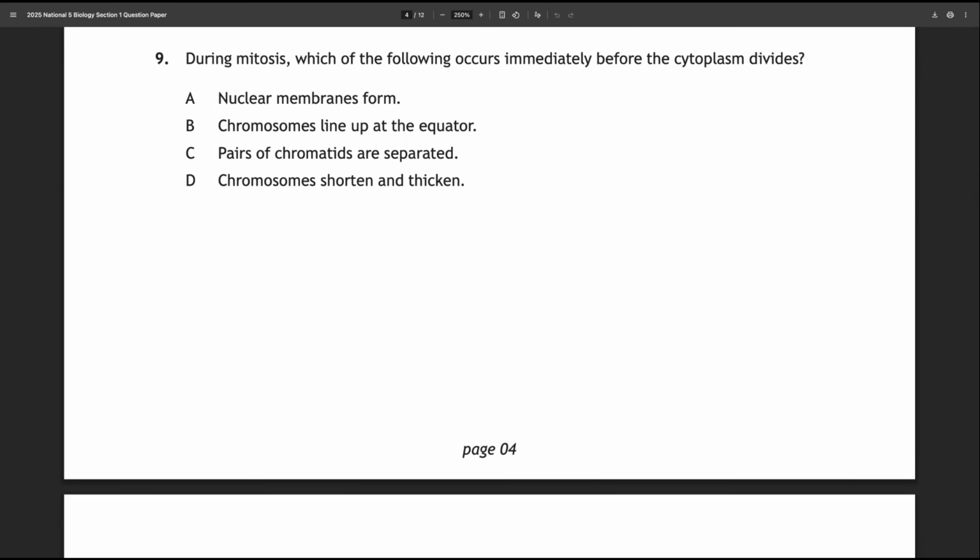Question 9. During mitosis, which of the following occurs immediately before the cytoplasm divides? So for mitosis, you have to learn your steps. It's a memorization topic. You just have to learn the steps and know those off by heart for the exam. And if you have done that, then you'll know that it's the nuclear membranes form. Okay, the chromosomes line up at the equator happens earlier. The pairs of chromatids are separated happens just after that. And the chromosomes shorten and thicken happens right back at the start. So the nuclear membranes form is the one that immediately precedes the cytoplasm dividing. Okay, so that's going to be A for question 9 there.